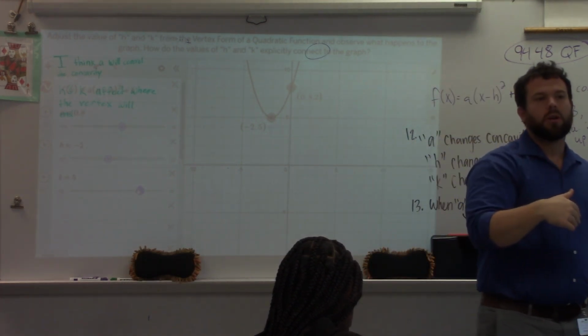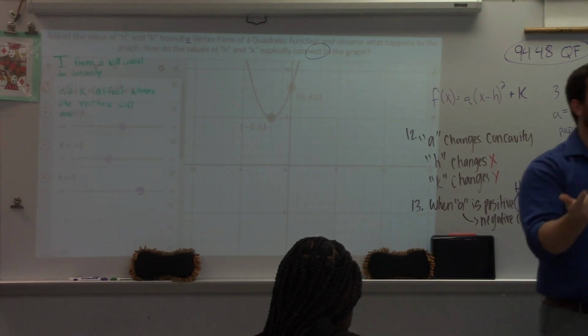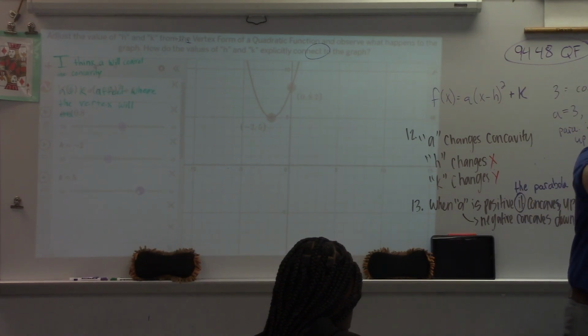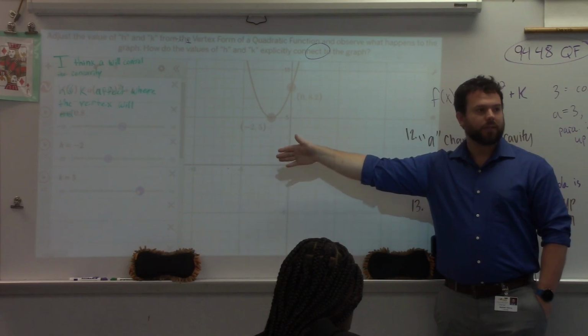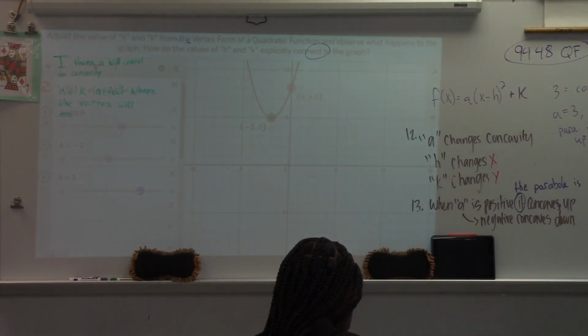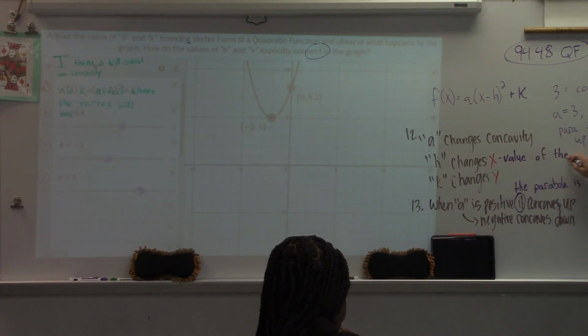So remember, R1 and R2, they will affect the vertex, they will affect the y-intercept, but what are R1 and R2? Those are the roots for the x-intercepts. The H and the K, will they affect the x-intercepts and the y-intercept? Yes. But what are H and K actually? Vertex. So H changes the x value, notice not intercept, x value of the what? Vertex.